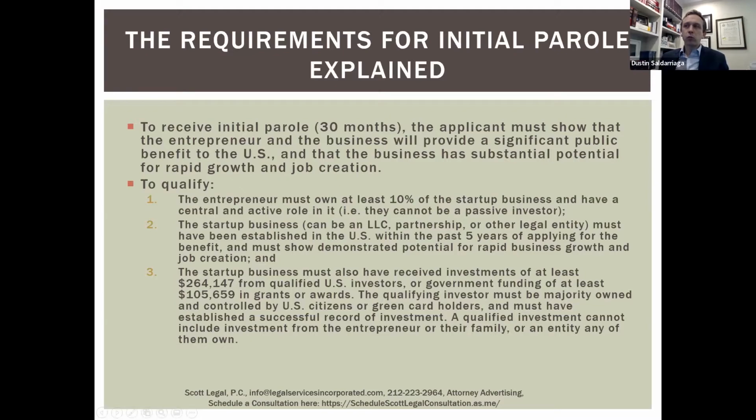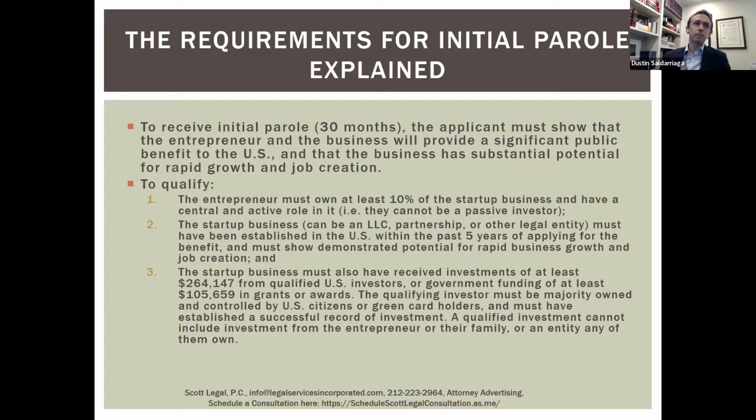Remember that the way this works is that you apply for an initial period of 30 months. And then at the end of that 30-month period, you can apply to renew, so apply for a new 30-month period, for a total of 5 years in the US. So to receive initial parole, the applicant has to show that they, the entrepreneur and the business, will provide a significant public benefit to the United States, and that the business has substantial potential for rapid growth and job creation. That is a really important piece to keep in mind.